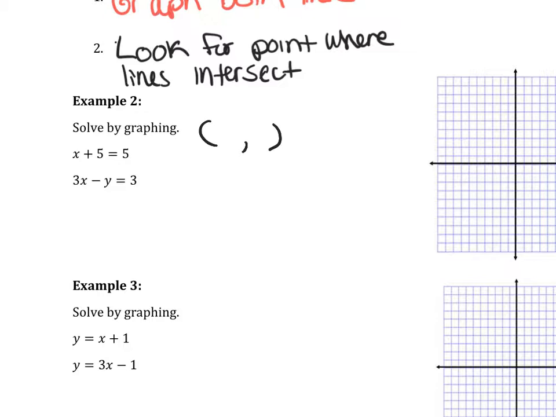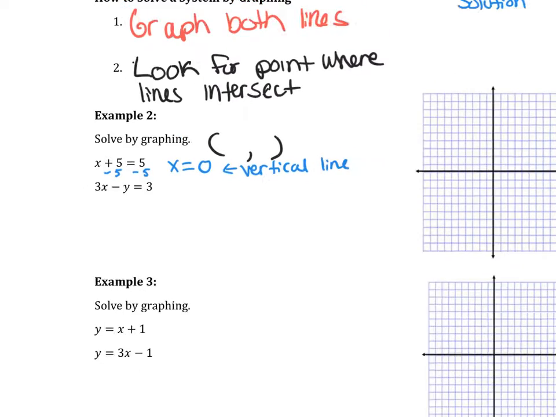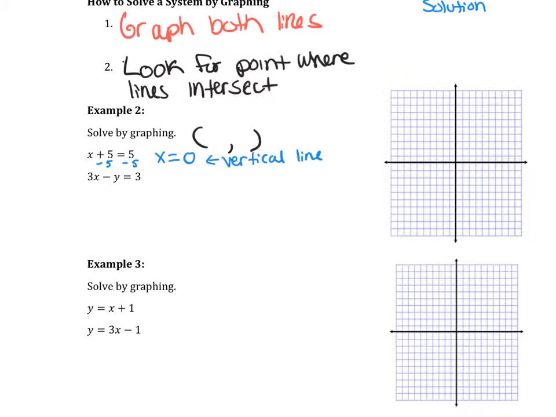On our first equation here, we have x plus 5 equals 5. There is no y in that equation. So if we get x by itself, we subtract 5 from both sides. We'll have x equals 0. Remember, when it's just x equals a number, that means we have a vertical line. And the x value of 0 is the y-axis. So this is our first line on the y-axis.